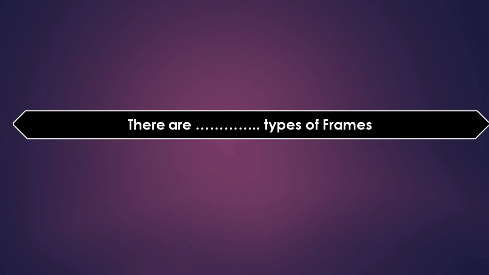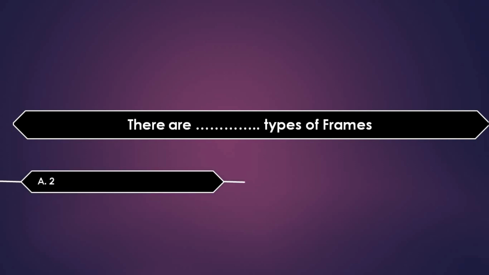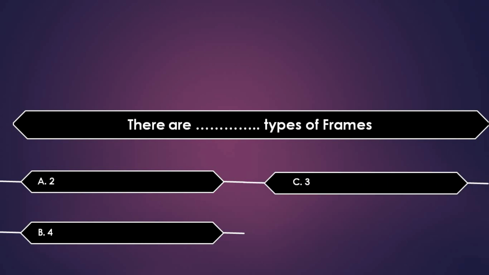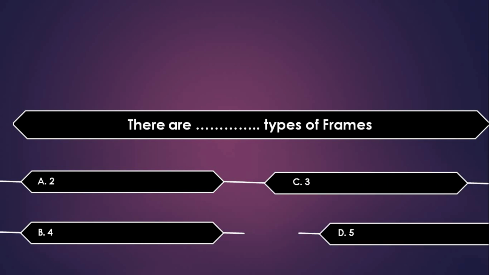There are dash types of frames. A. 2, B. 4, C. 3, D. 5. The right answer is 3.